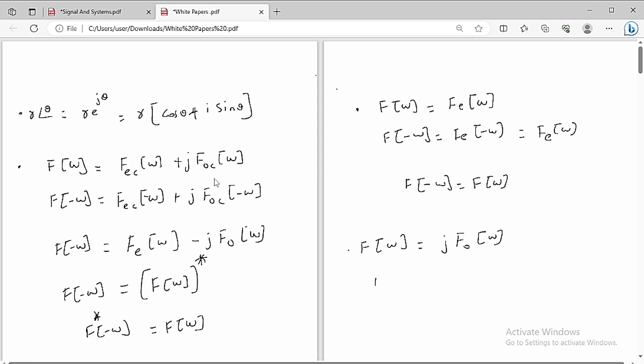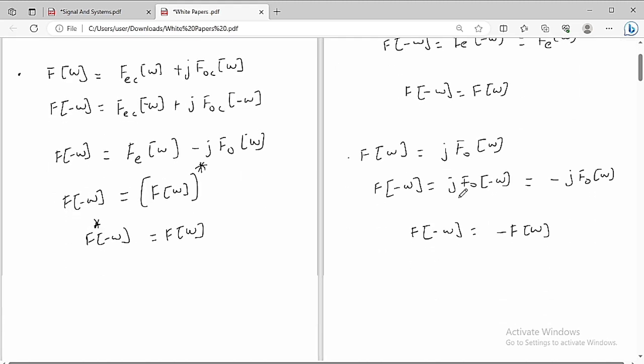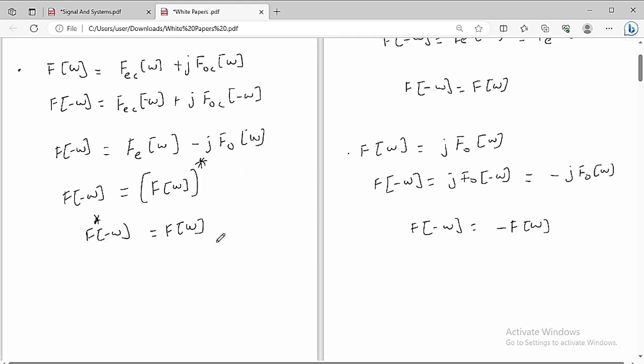Replace omega by minus omega, then we get this, right? The odd part of minus omega is nothing but plus of minus j f odd of omega. So this is simply minus of f of omega. So f of minus omega is equal to minus of f of omega for the odd part, and f of minus omega is equal to f of omega for the real part, if f of t is an even signal. Generally, this is the general case.